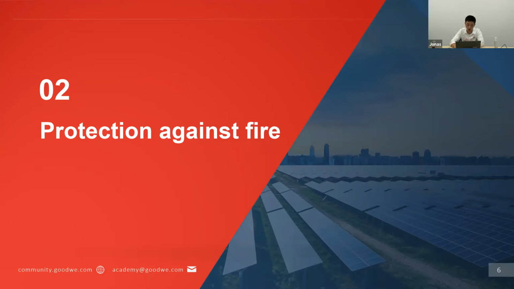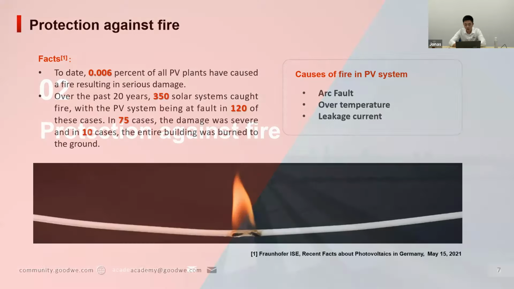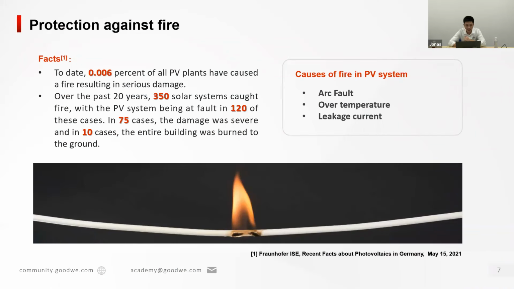So I will go through the protection in the PV system. The first topic is fire. According to data from Fraunhofer ISE, to date 0.006% of all PV plants have caused a fire resulting in serious damage. In the last 20 years, 350 solar systems caught fire, with the PV system being at fault in 120 of these cases. In 75 cases, the damage was very severe, and in 10 cases, the entire building was burned to the ground. From this, we can see the fire issue in PV systems is very severe.